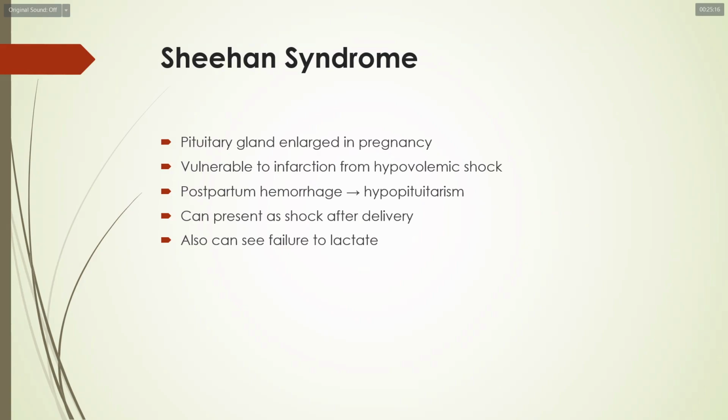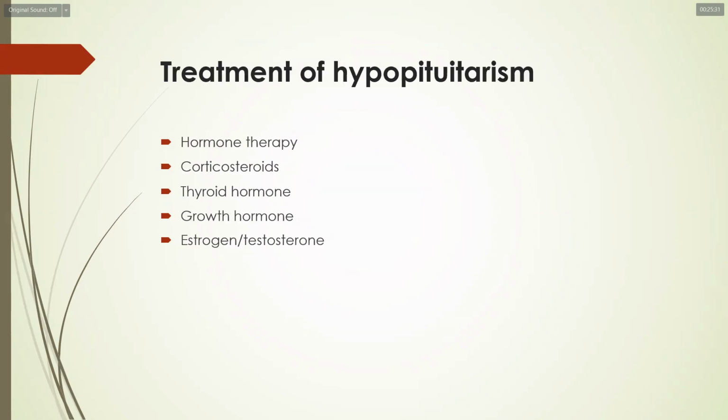In mild cases, the syndrome presents with failure to lactate and eventual postpartum amenorrhea. In severe cases, it can manifest with symptoms of adrenal insufficiency or hypothyroidism. Next. Treatment of hypopituitarism is by hormone therapy: corticosteroids, thyroid hormone, growth hormone, estrogen, and testosterone. Next.